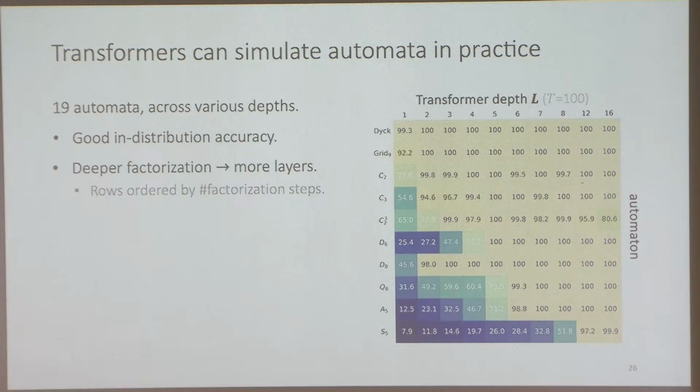Moreover, the rows of the table are roughly ordered by the difficulty of the decomposition. And we can see that roughly the number of layers required in practice follow the trend of the decomposition depth. In particular, at the bottom, we have 2 non-solvable automata for which the Q-square layer solution doesn't apply. And we can see that for these 2, we indeed require more layers to learn in practice.